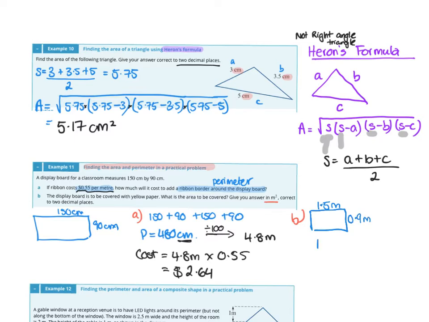So therefore, area of a rectangle, if you look it up, is length times width, which is 1.5 times 0.9. So I get 1.35, and I'm going to say meters squared. Okay? And it said correct to 2 decimal places, so we've made sure we're checking all that. 2 decimal places, meters squared. Good, that's what I've got, and there's your answer.